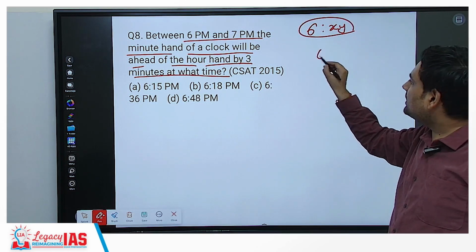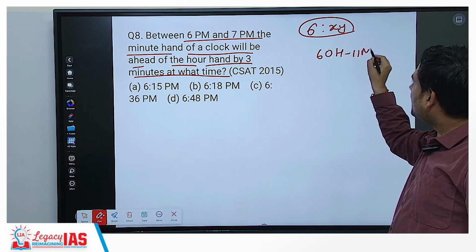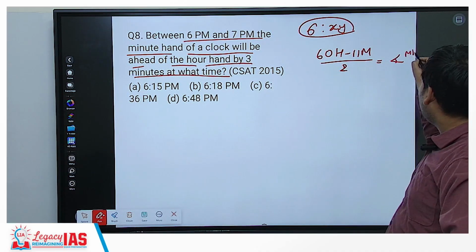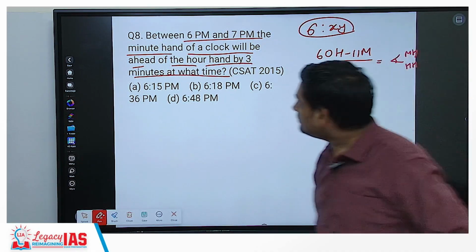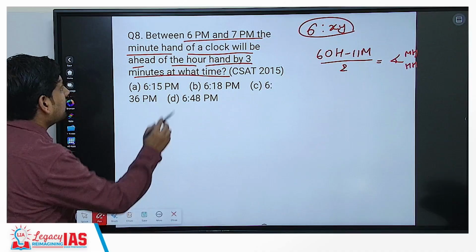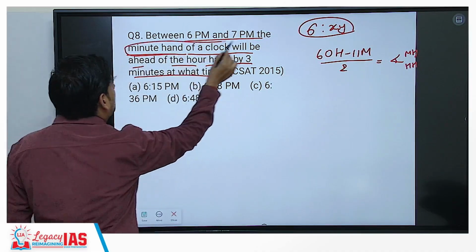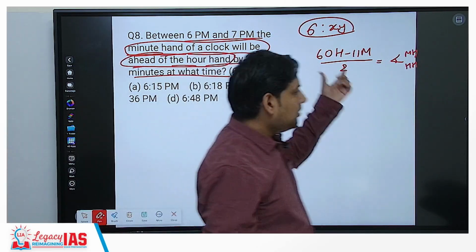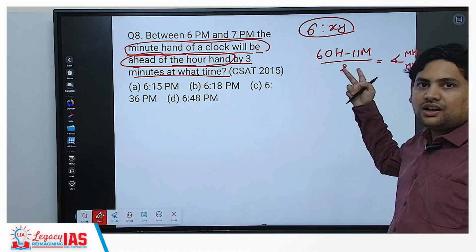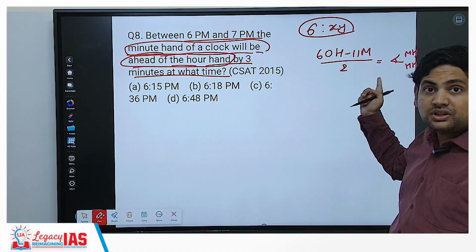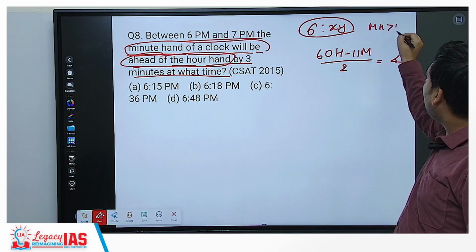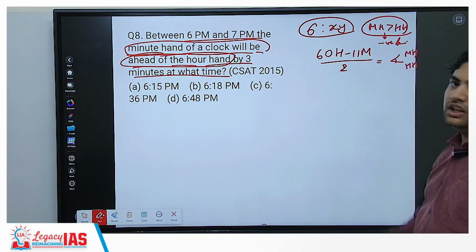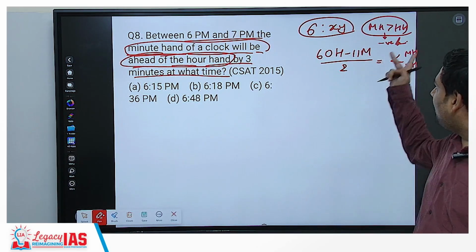Now, our formula is the same. That is 60h minus 11m by 2 gives us the angle between minute hand and hour hand. Now, what it says, read it carefully. The minute hand of a clock will be ahead of the hour hand. Now, you know, in our formula, when we write it like hour hand and minute hand, then hour hand is always ahead of minute hand for the positive angle. So, if minute hand is ahead of hour hand, you will have to take negative angle. This was the most important thing in this, that you have to take angle in negative.